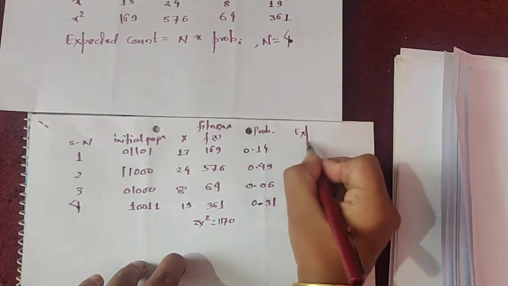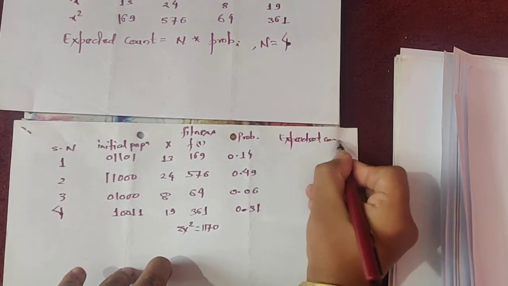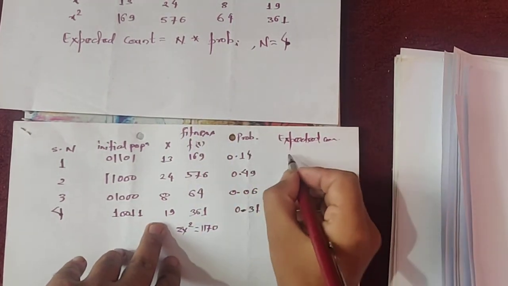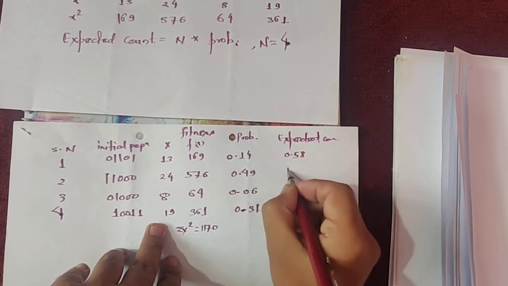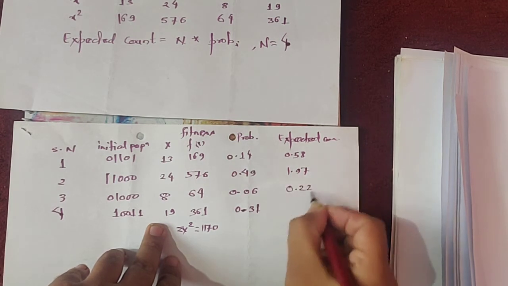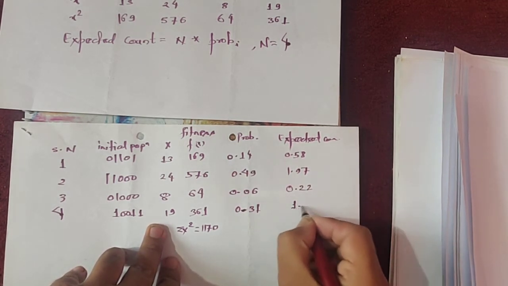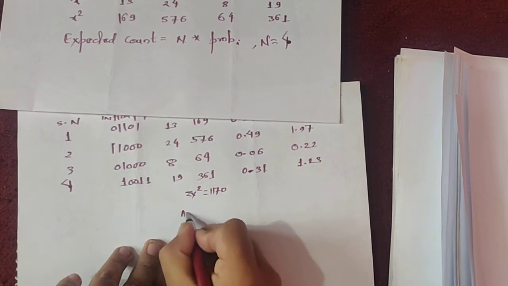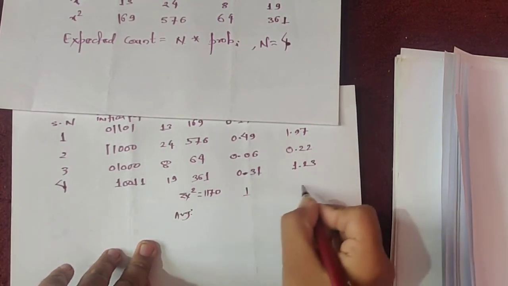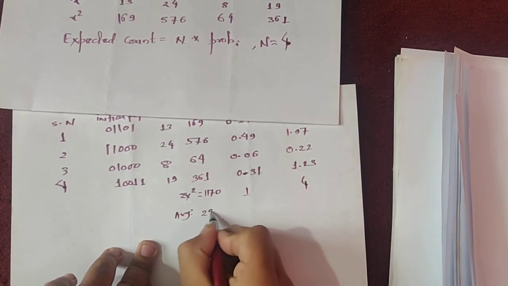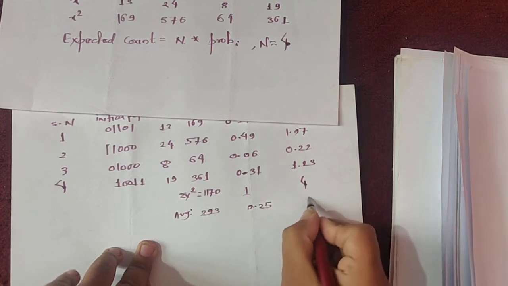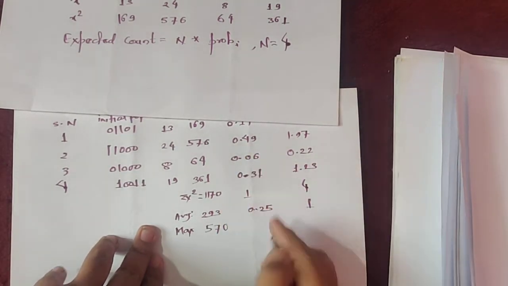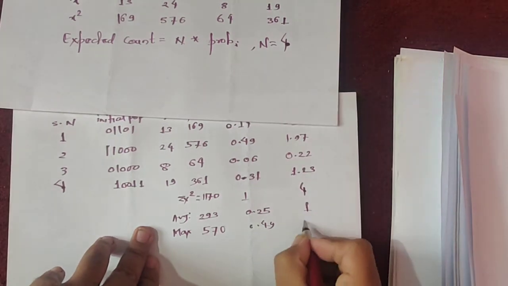Now the expected count. Expected count is n times probability. So n is 4, and 4 into 0.14 is 0.58, similarly 4 into 0.49 is 1.97, and then 0.22 and 1.23. And the average is 293, 0.25 and 1. The maximum value among these is 576, among these is 0.49, and among these is 1.97.